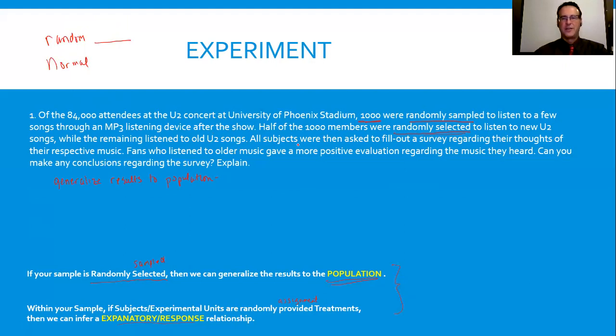So what did the survey show? All subjects were asked to fill out respective music survey. Fans who listened to older music gave a more positive evaluation. So we would expect fans, and I'll say all 84,000 fans, because that's what your population is. Okay, it's not all U2 fans in general, it's just the fans that we pulled members of our sample from, and that's just from the U2 concert. We expect the 84,000 fans to believe the older music has a higher rating. Okay, which means they would like the older music better. So if it worked well for my little sample, because I said, you know what, I sampled this correctly, then you can say, you know what, whatever we found from our sample can be generalized to the population.